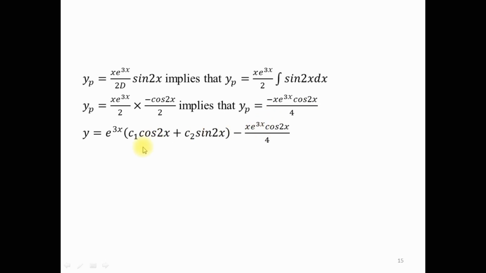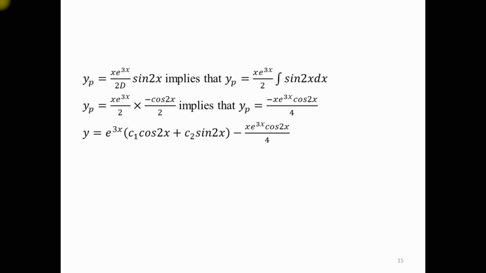So the complete general solution is equal to the complementary solution plus the particular solution. The complementary solution is e^(3x) into (c1 cos 2x plus c2 sin 2x), and this is the particular solution, minus x e^(3x) cos 2x divided by 4.